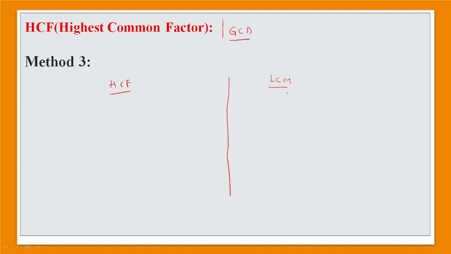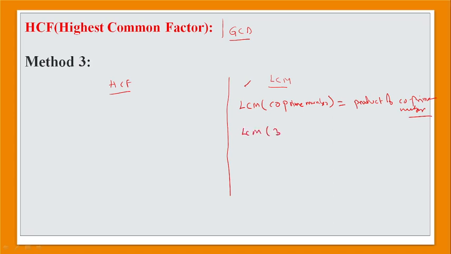So in method 3, what we discussed means the LCM of co-prime numbers will always be equal to the product of the co-prime numbers. This point we discussed regarding the LCM concept. So let us consider one example here: LCM of 3 comma 5.